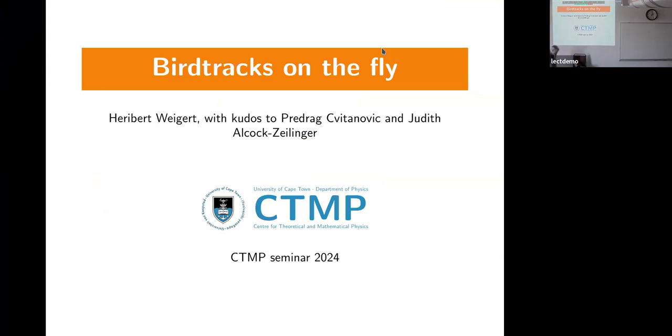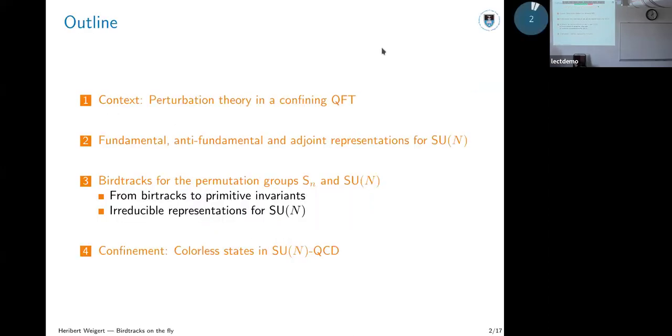Right. So this talk is meant to provide a skeleton for an introduction to Birtracks and their use in QCD generically. The goal is that at the end, you have a chance to recognize Birtrack expressions and interpret them on the fly. That's the idea. And let's hope I'll manage to do that. So I'll first give you a little bit of context.